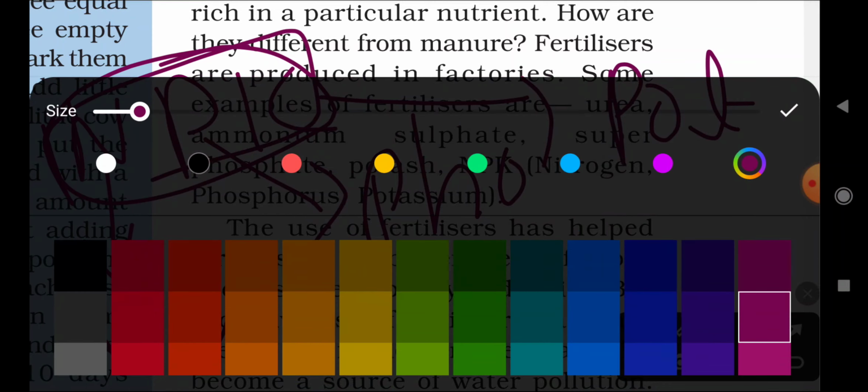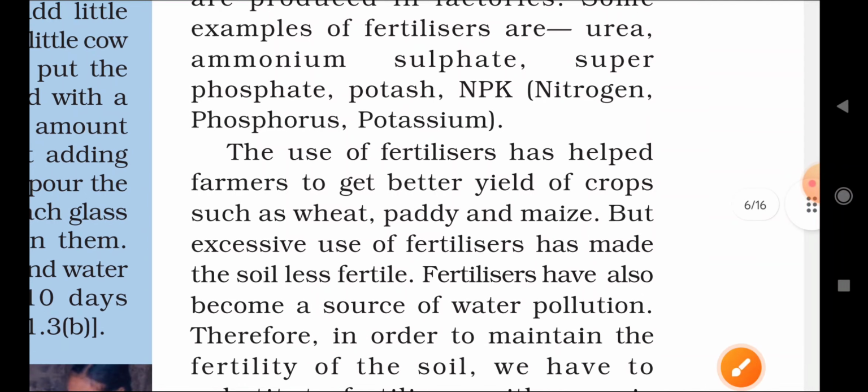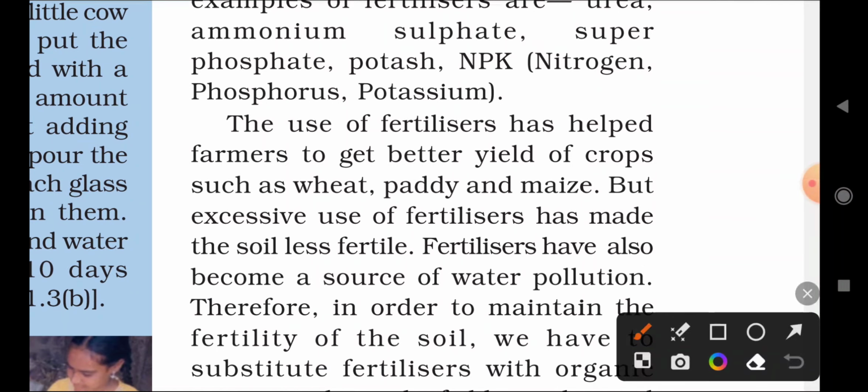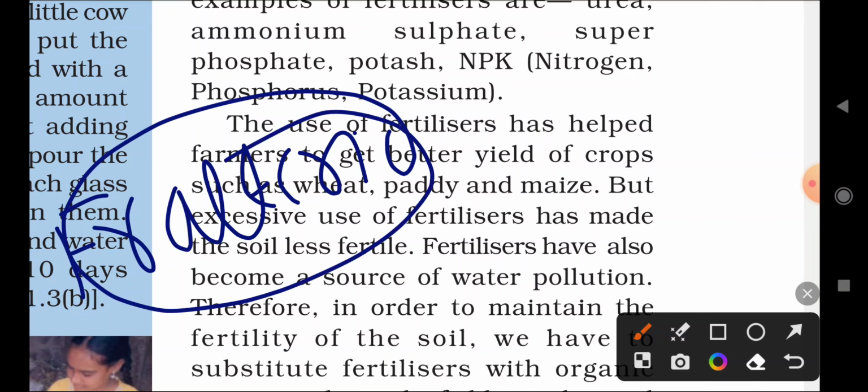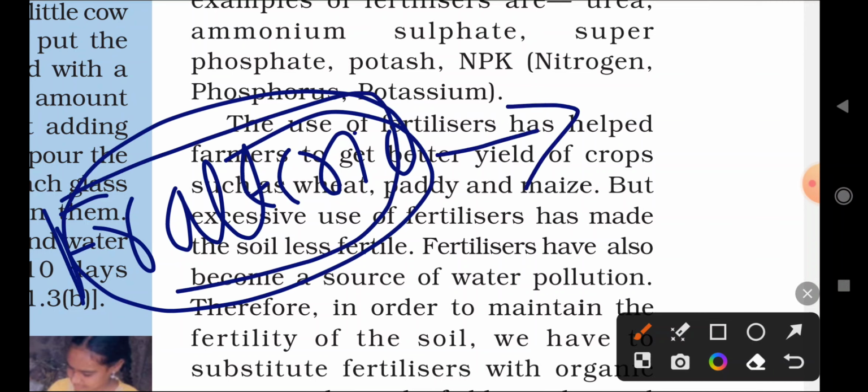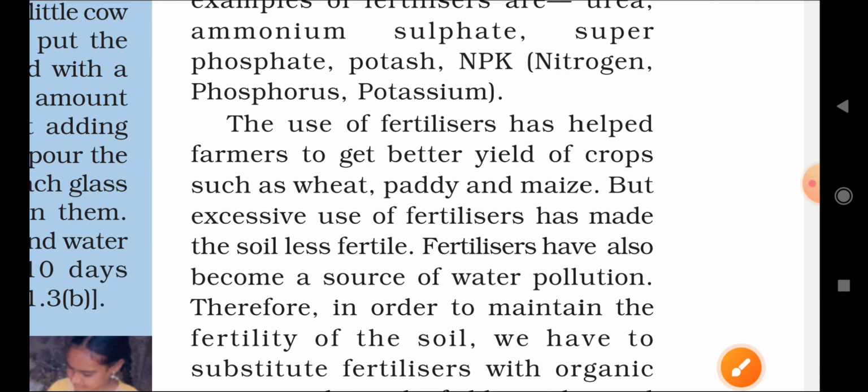Which type of nutrients? NPK. That is provided by the fertilizers that are prepared from what? Factories. This is the main difference. Manure is prepared naturally from animal waste and plant waste. But ammonium sulfate, superphosphate, potash, NPK, urea are made in the factory. So these are called by a different name. They are prepared in factories, while manure is prepared naturally.